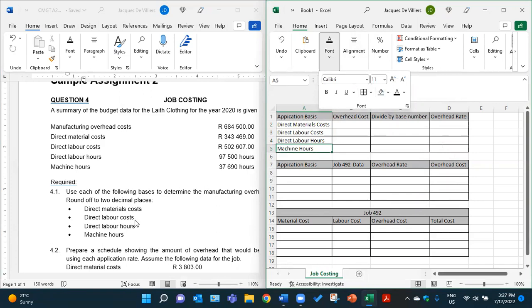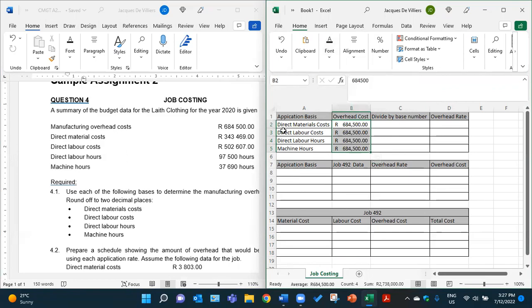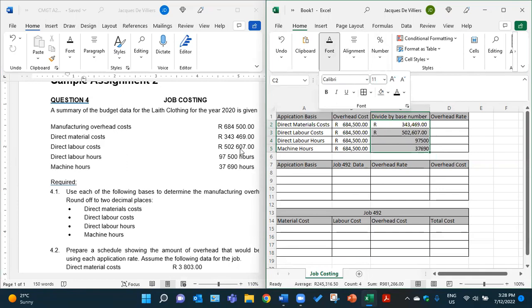It is given. Okay. Now our overhead cost, we have it. There it is given. There's our total overhead cost. It is the budgeted overhead cost of 684,500. So this will be the same in each column. Then we are going to divide it by the base number that we were also given. So in the case of material cost, the number we were given is 343,469. Okay. And so for the others, we can simply add them in there as they were given.